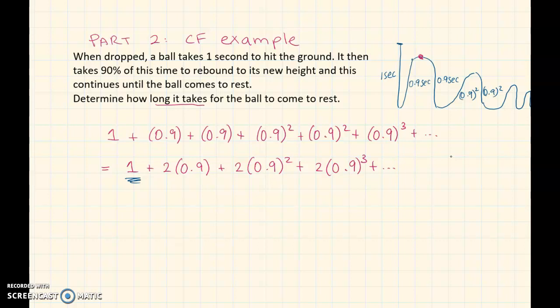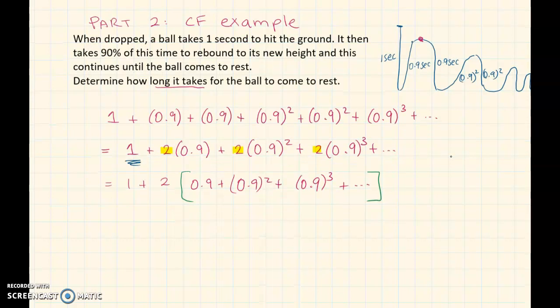The other thing I'm going to do is I notice that I've got 2's in front of all of these. That's factoring in the time going down and then up, but it's repeating that process. So I've got 1 plus 2, and then it's all going to be outside of 0.9 plus 0.9 squared plus 0.9 cubed, etc. And this portion inside those brackets is really going to be the bit that we're interested in to make our series work.